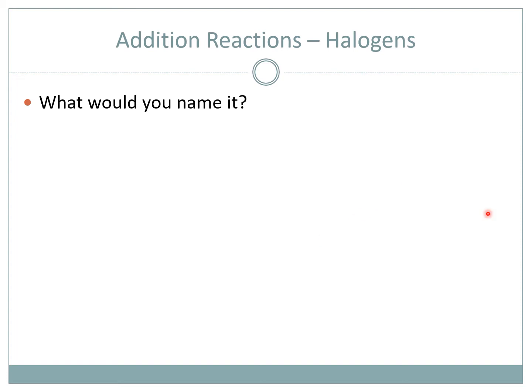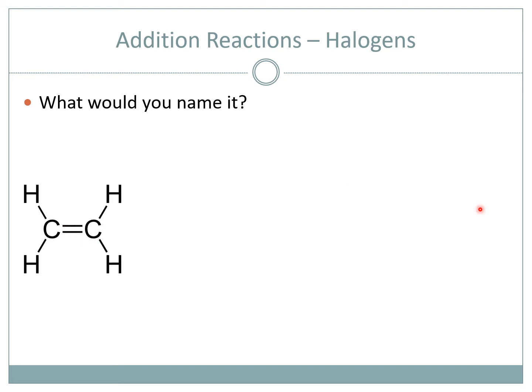Now, bear in mind, you don't really need to be able to name these properly. Nomenclature of these things is not required at GCSE, but your exam board can be a little bit mean, so let's have a quick look. I'm trying to remember exactly which one you have to name.